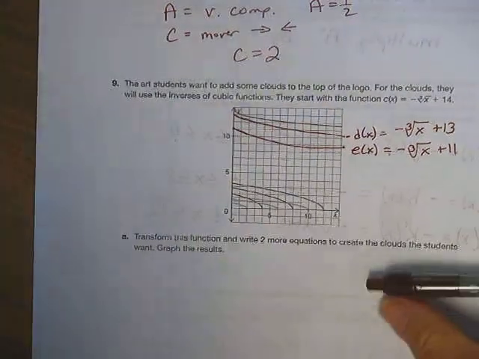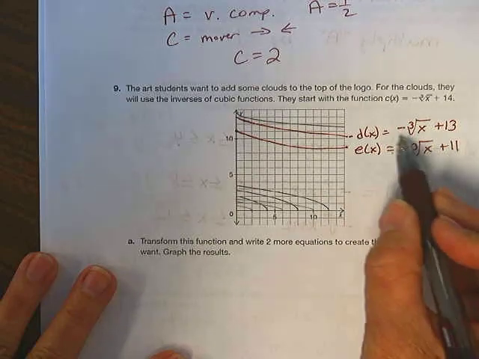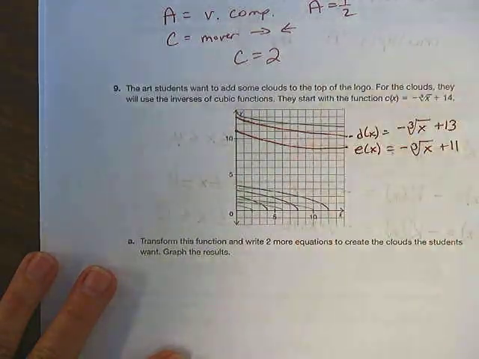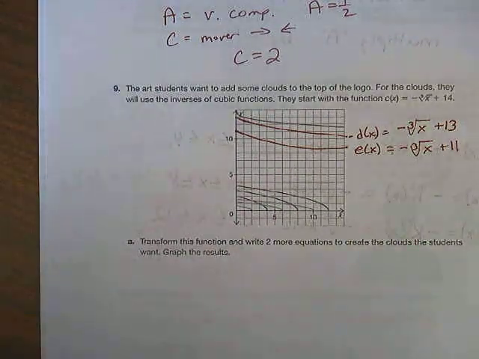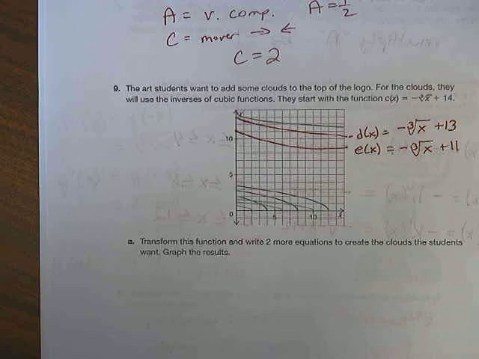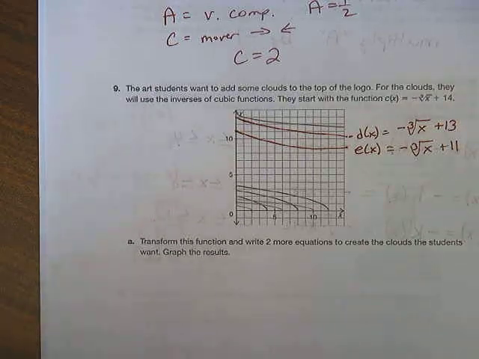Yours can be different, it does not matter. And again, this is how we would transform a cube root. Same things that we did with our square root. Remembering that a controls vertical compression or stretch, as well as reflection vertically. b controls our horizontal stretch or compression, as well as the reflections horizontally. c controls your right and left movement, and d controls the vertical movement.